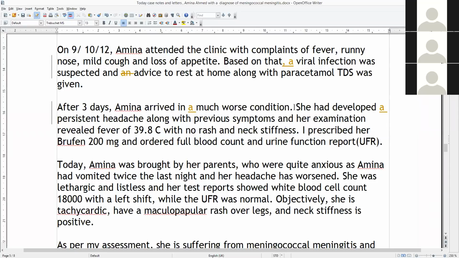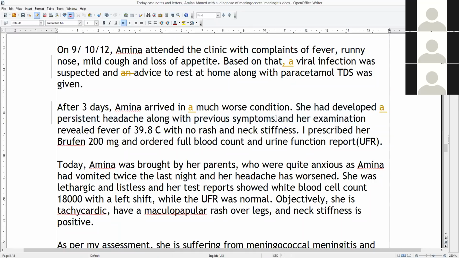Now how this reads is that she had developed a headache that she didn't have before, along with her previous symptoms, developed at the same time. But that's not the case. She had some symptoms and she has now also developed a headache. So you've got to be very careful how you write this, because it's not accurately portraying what is going on.